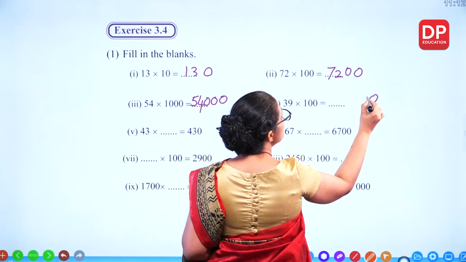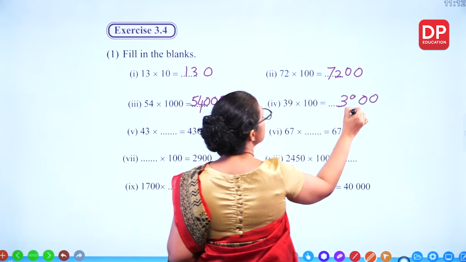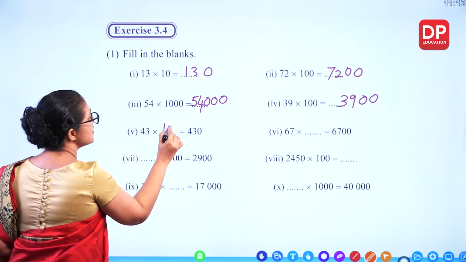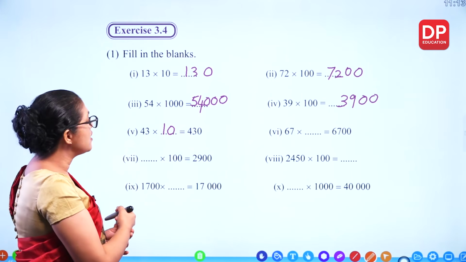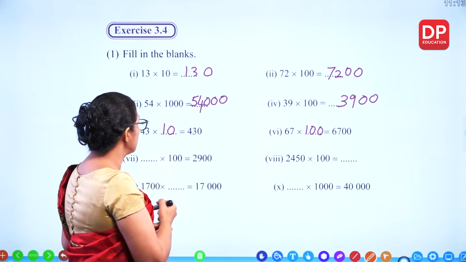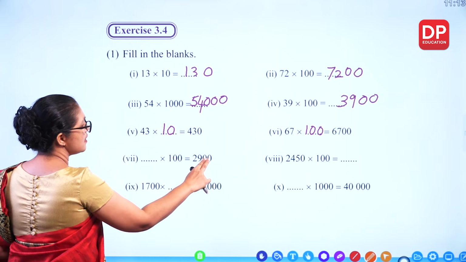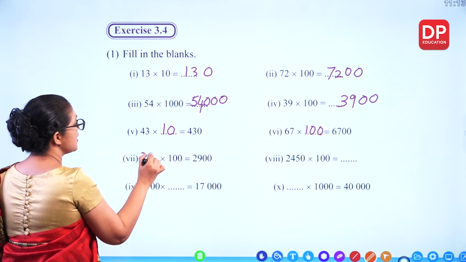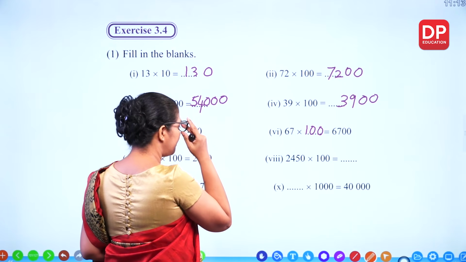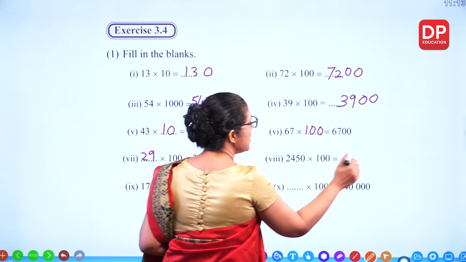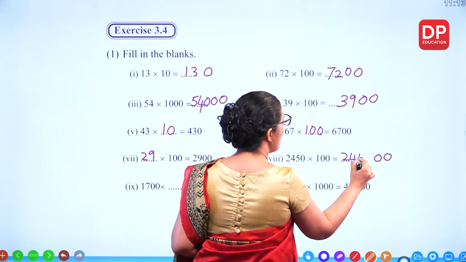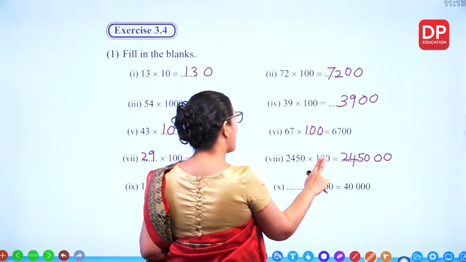Multiply by 100, put 2 zeros and you get 39. Here 430 given. So that means this is multiplied by 10. 1 0 is there. 2 zeros there. That means multiplied by 100. Zeros there. So that means this number is 29. So 2 zeros there. So what's the answer? That means put 2 zeros and you get 2450 multiplied by 1.